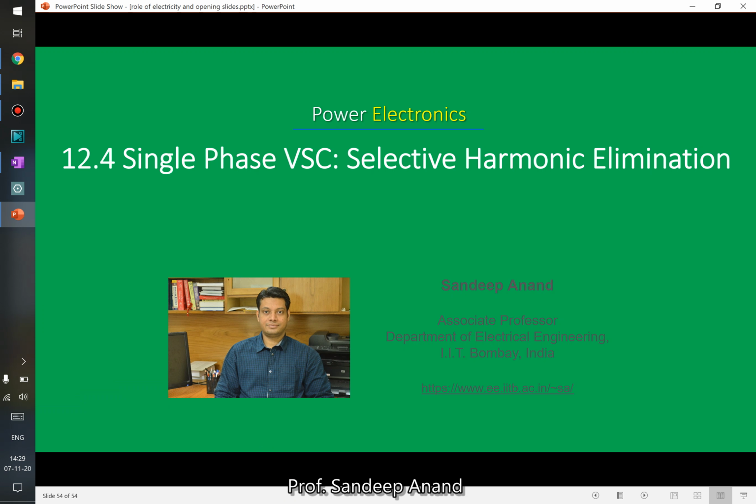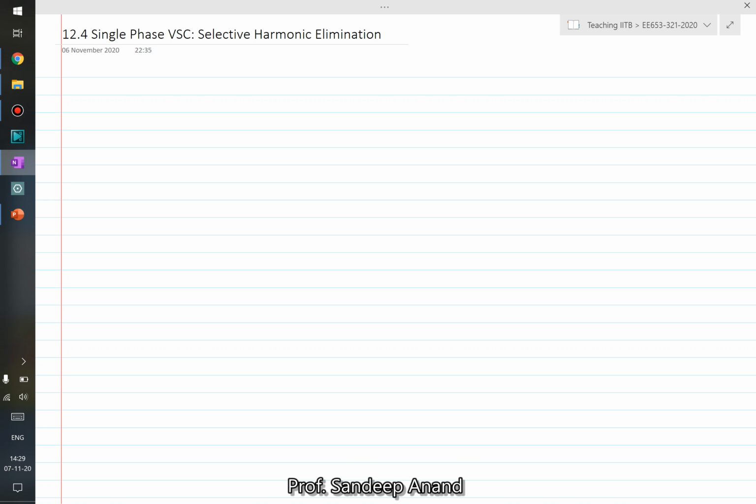This selective harmonic elimination method does something in between. It maintains a switching frequency between very high and fundamental, and it eliminates some of the lower order harmonics like third, fifth, and so on. So let us see that method, which is called the selective harmonic elimination method. It's also popularly abbreviated as SHEM, right? Selective harmonic elimination method.